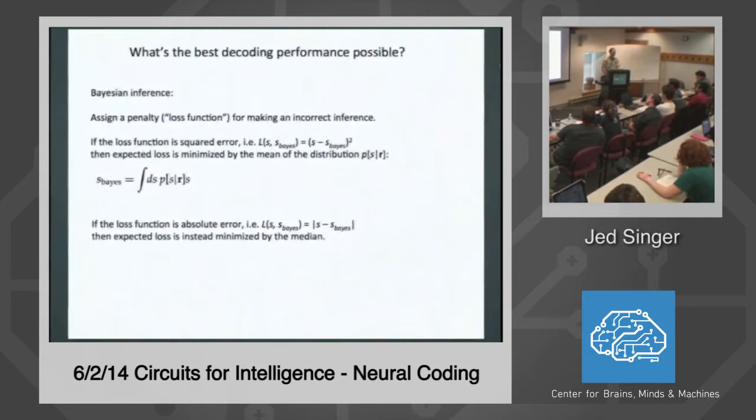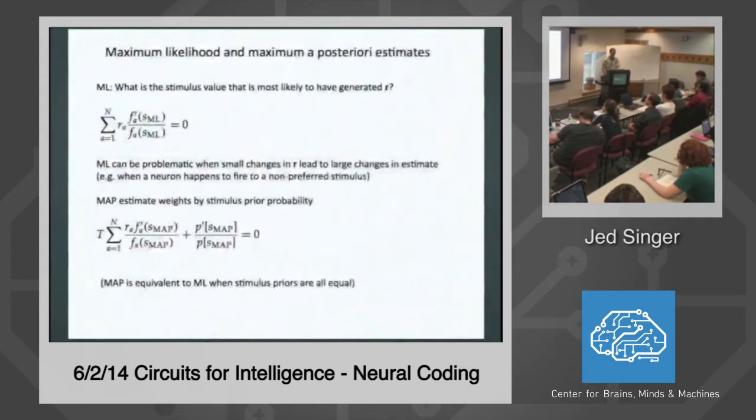But another way of thinking about best decoding is to ask, okay, what was the stimulus that was most likely to have generated the observed response? If we can figure that out, the most likely stimulus, isn't that the best? And yeah, maybe it is. So that takes us to maximum likelihood estimation, which answers exactly this question.